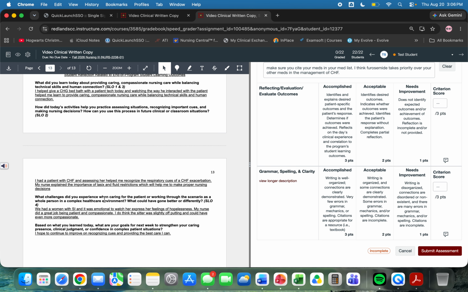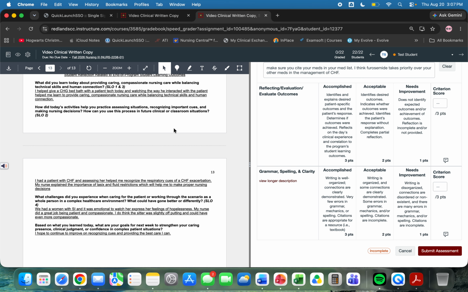So I asked them 4 different questions about their student learning objectives, and we really just want them to reflect on what they actually did, to learn from the reflection that day. And so for her reflection, 3 points would be identifies and explains the outcomes and the response. She did determine if the outcome was achieved. She was able to reflect on the clinical day's experience and the correlation to the SLOs.